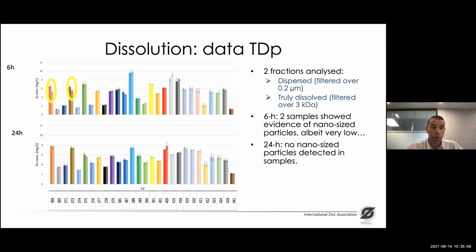For each nanoform, you have 2 columns. The first one is the dispersed, and the second is the truly dissolved. You can see that both columns are the same for the vast majority of cases. For the 6 hours, only for 2 nanoforms is there a small difference between the two, meaning there is some nanosize fraction present, a fraction smaller than 0.2 micrometers and not truly dissolved. But after 24 hours, we don't see any nanosized particles anymore in these samples. So it's either dissolved or agglomerated to particles larger than 0.2 micrometers.